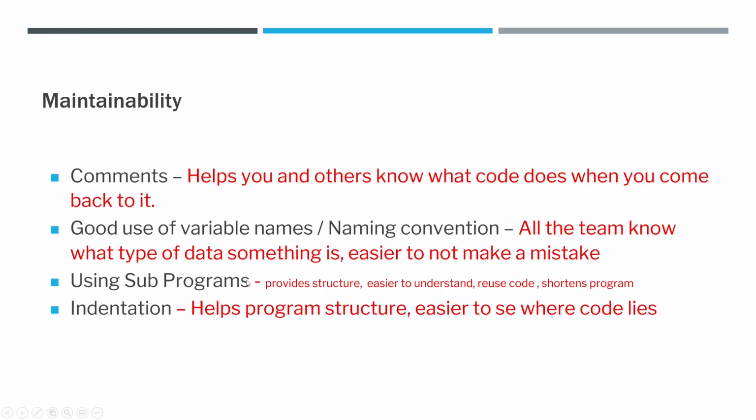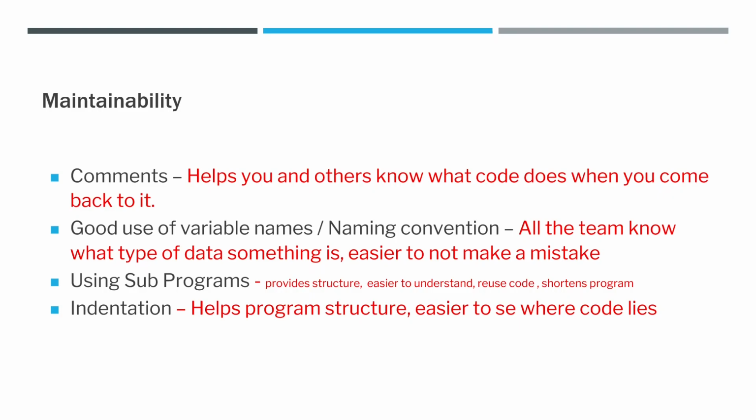All right, so the use of subprograms, okay? Basically, they just help to break down the program. They provide structure for the code. It's easier to understand if the code's all broken down to little parts. It's a lot easier to reuse the code if it's been broken down. You can reuse it, and it makes the program shorter because you've not got repetitive code. So using subprograms, procedures, functions are a really good way of helping maintainability.